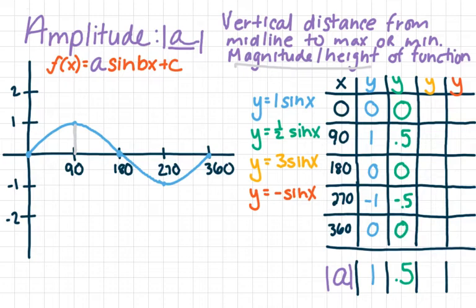and 0. So plotting the new graph in green, we would have the ordered pairs 0, 0, 90, 0.5, 180, 0, 270, negative 0.5, and 360, 0.